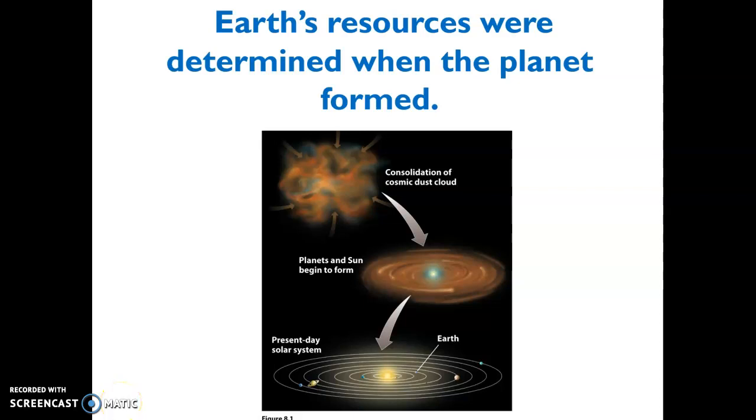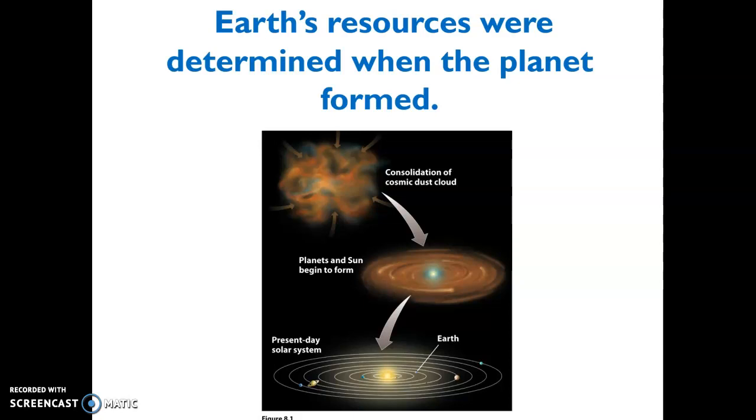So the next few slides will address Objective 1, describe the formation of the Earth and the distribution of critical elements on Earth. As you can see by the title here, Earth's resources were determined when the planet was formed. That's an important statement. What that means is that all of the materials that make up Earth from the beginning are essentially still the same materials that we have today. There's very little input. Once in a while, an asteroid will strike the Earth and contribute some material, but 99% of what we have is what existed when the Earth was first formed.